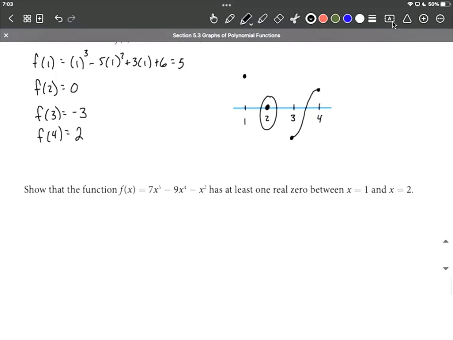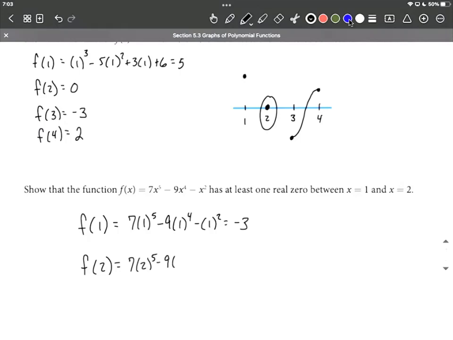All right, one more quick example with this. This time with f of x equals 7x to the 5th minus 9x to the 4th minus x squared, we want to show between 1 and 2, we have at least one real 0. So in a similar fashion, we're going to evaluate this function at 1 and at 2. At 1, we get 7 times 1 to the 5th minus 9 times 1 to the 4th minus 1 squared. That works out to be negative 3. We do the same thing with 2: 7 times 2 to the 5th minus 9 times 2 to the 4th minus 2 squared, which works out to be 76.